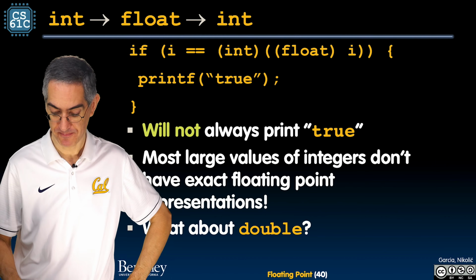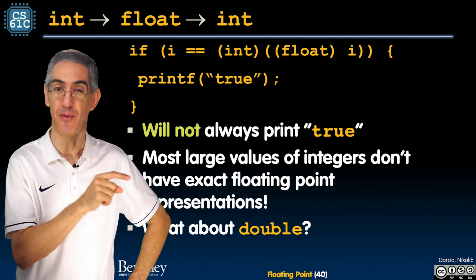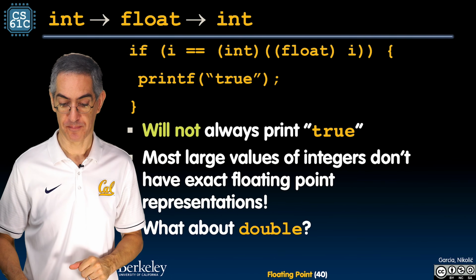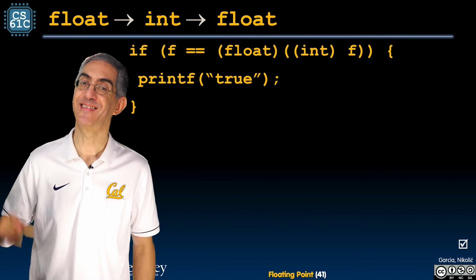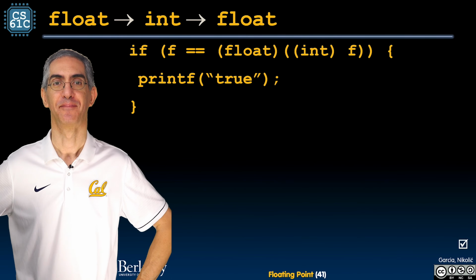Can't be done, sorry. Double precision. So let's talk about double precision. Could that do it? You want to ask yourself, look at the double precision. Could double precision do that as well? Float to int to float. Does this always return true? Pause the video and think about it and come on back.